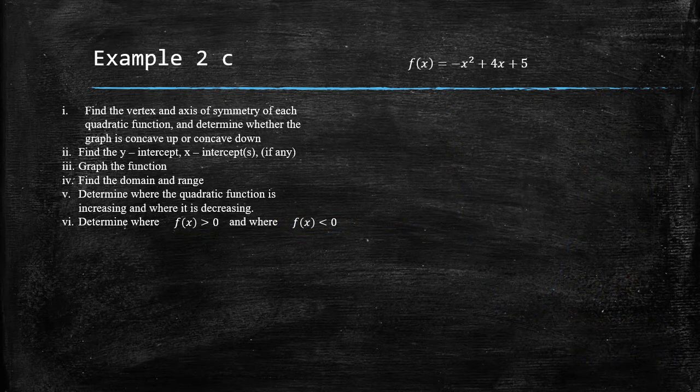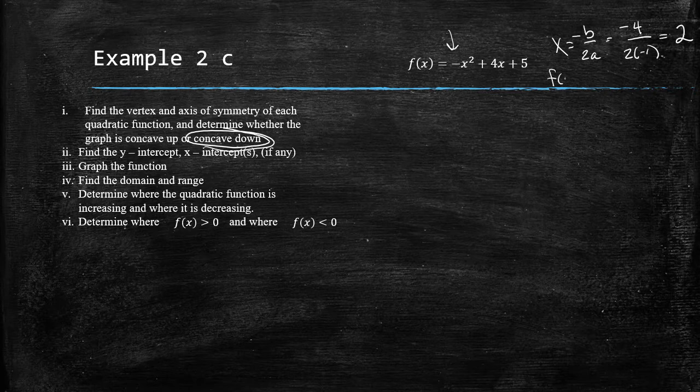Okay, part C. F of x is negative x squared plus 4x plus 5. This time our parabola opens down, so it's concave down. The others have been concave up. I know that because of the negative that's out front. Let's find the vertex. So x is equal to negative b over 2a. Negative b is the opposite of 4, so negative 4 over 2 times negative 1. So I have negative 4 over negative 2, which is 2.